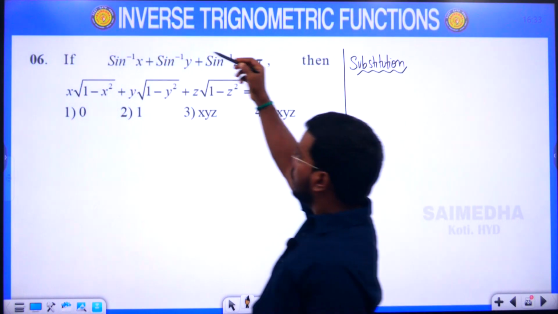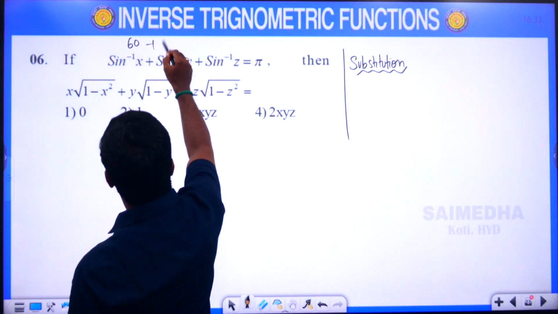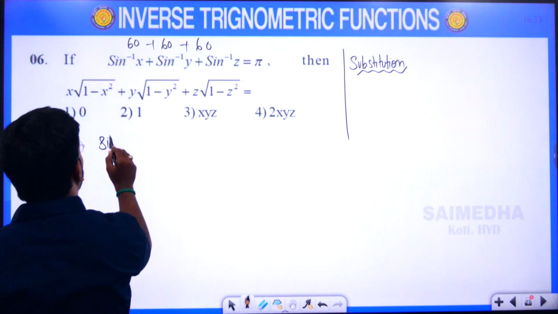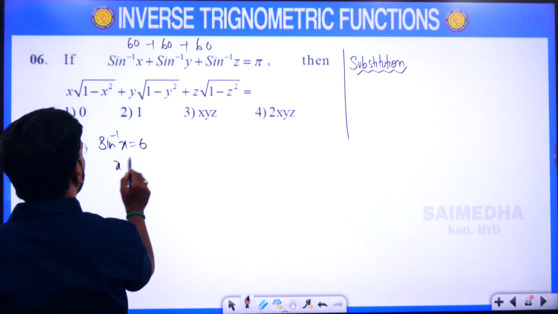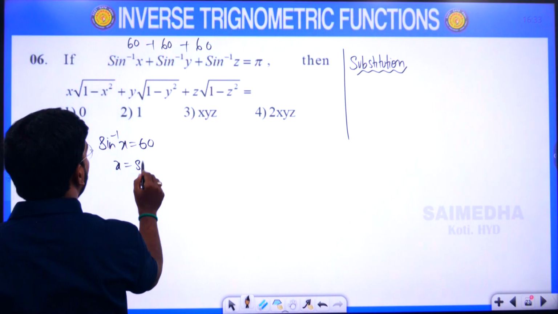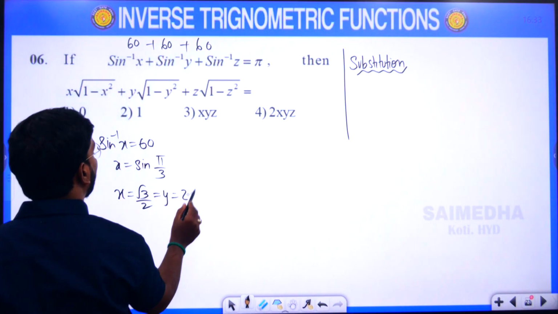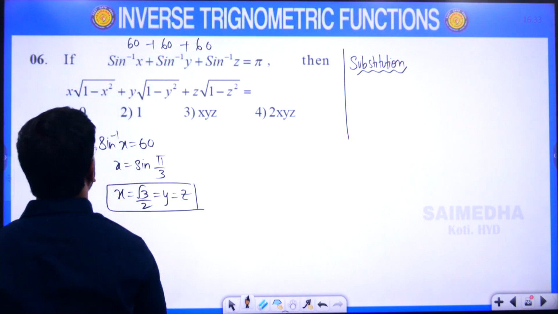Angle plus angle plus angle is 180. So what is this angle going to be? 60 plus 60 plus 60. So what we can write here, sine inverse of x is equal to 60, then x is equal to sine 60. What is the sine 60 value? Root 3 by 2. Then y value? Root 3 by 2. Z value is also going to become root 3 by 2.